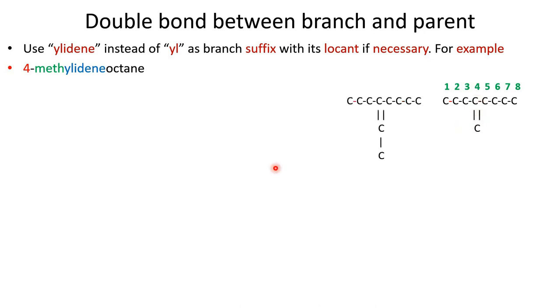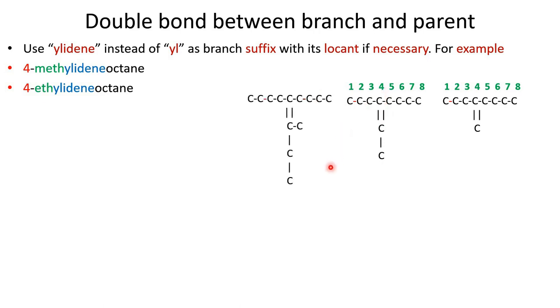What about this compound? It has got 2 carbons in its branch that are attached with a double bond to the parent chain. This is the parent chain which has got 8 carbons in it. The name of this compound will be 4-ethylidene octane. This is ethyl because it has got 2 carbons, and this is "-ylidene" and it is attached at the number 4 carbon of the parent chain.